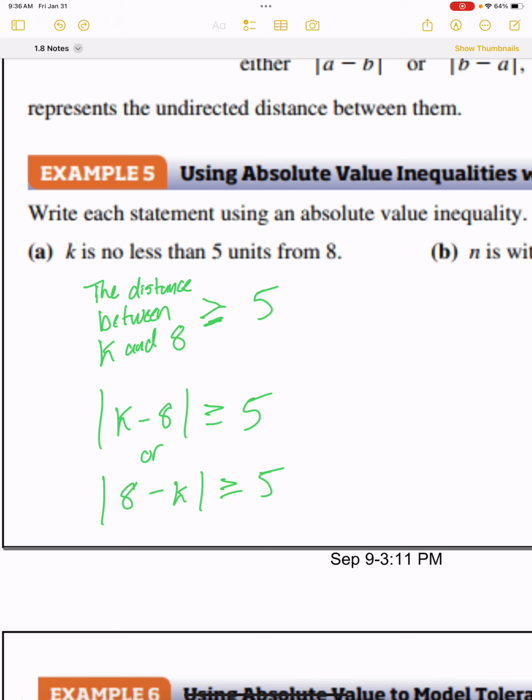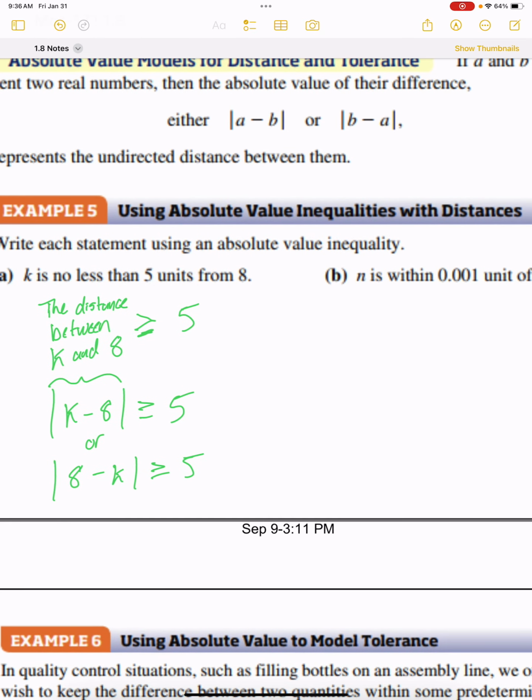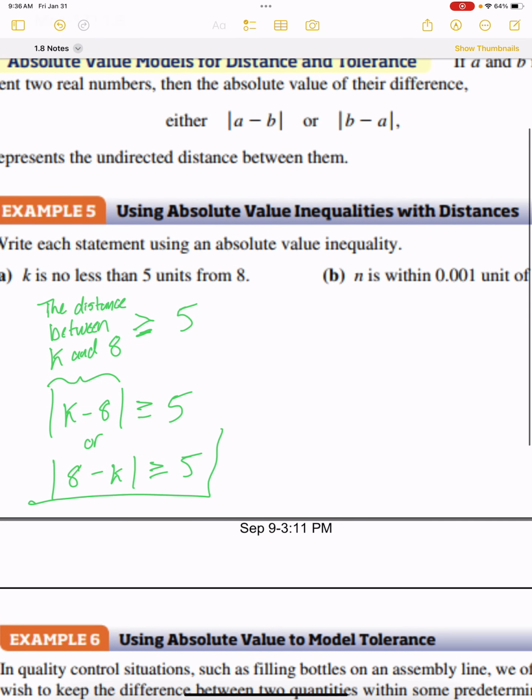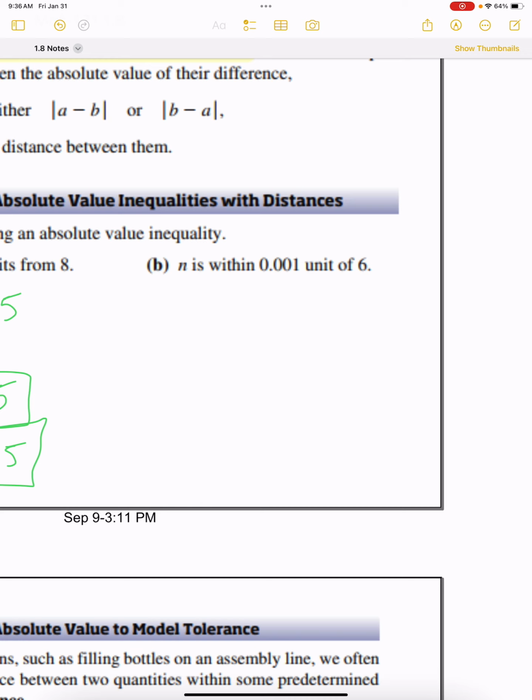We're talking about the distance. When you put things in the absolute value, it's talking about the distance between those two things. All right. So write an absolute value. So we've written that one. That's the inequality, or this one, depending on how you want to do it. All right. N is within 1/1000th of a unit of 6.